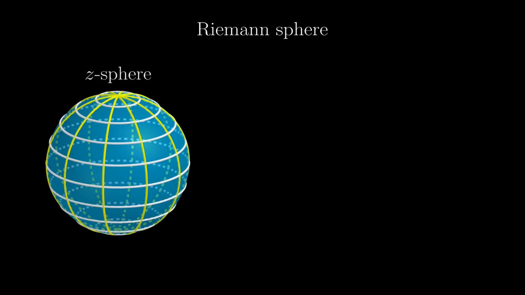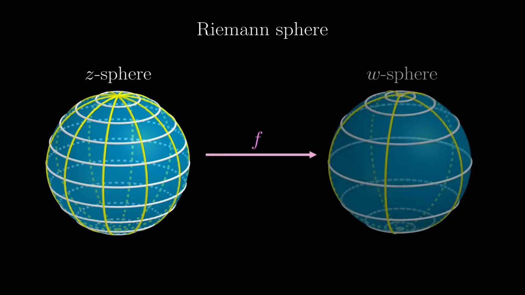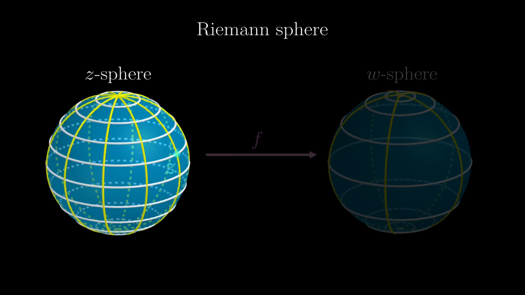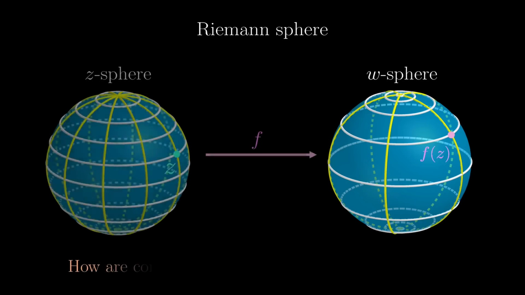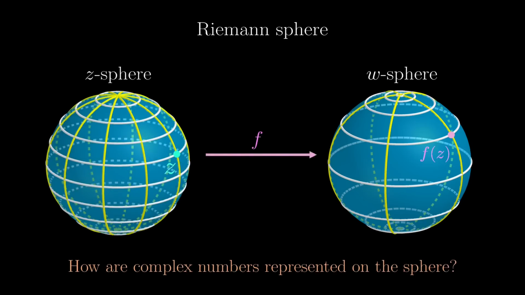This method is very similar to the previous one. We have the input sphere, the Z sphere, and the W sphere being the output under the function f. Essentially, a point on the sphere, somehow representing a complex number z, is mapped to f of z, represented by another point on the sphere. The only thing we need to know now is how complex numbers are represented on the sphere.